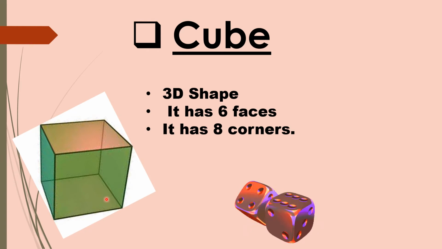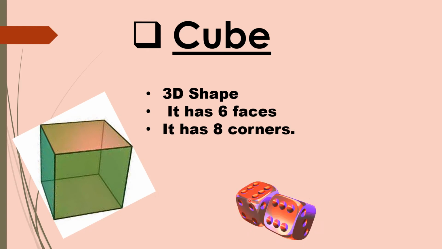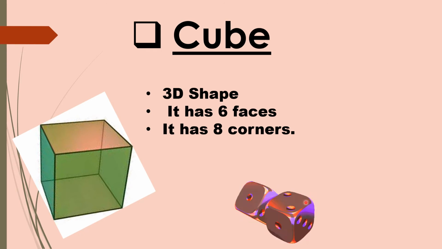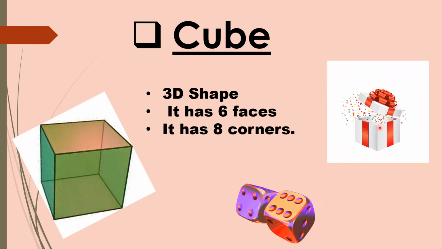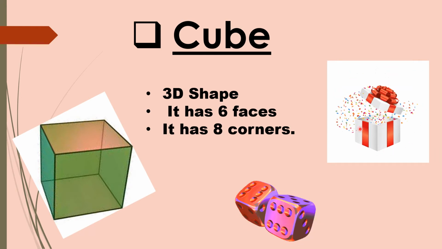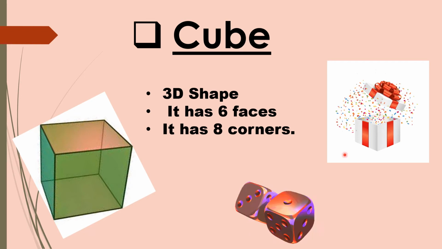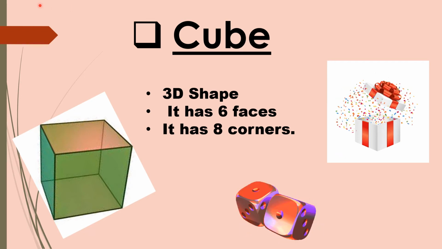Here we have some examples of 3D shapes. Yes, these are dice. Yes, we use them in Ludo. You can feel the texture of this shape and see how many squares are there. Count it. Next we have a gift box. Yes, open the gift box and here you can see a gift for you. I hope all of you have understood.